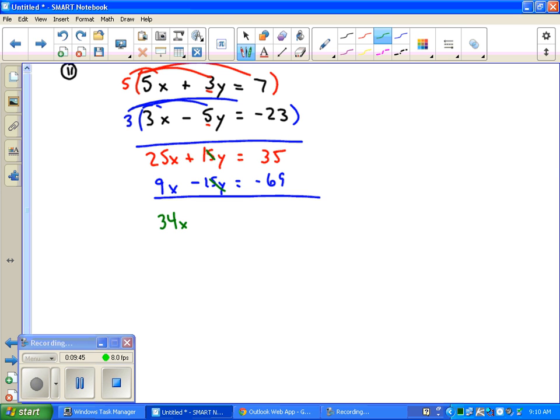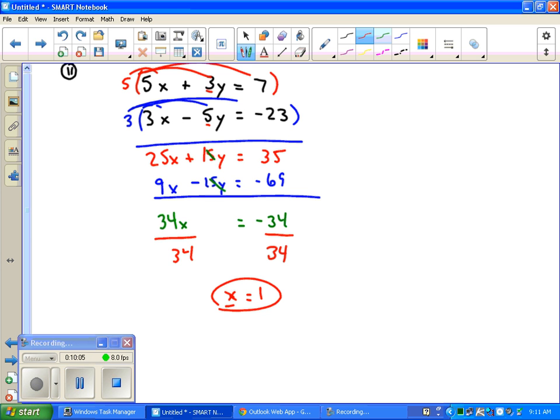These two will cancel each other out, which is what we were trying to do. And 35 minus 69 is negative 34. So we have 34x equals negative 34. Divide by 34, do the same on the other side. And x's value is negative 1. When you look at your answer choices, the only one that has negative 1 as an answer choice is B.